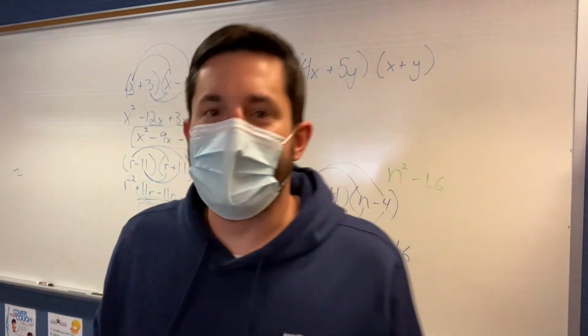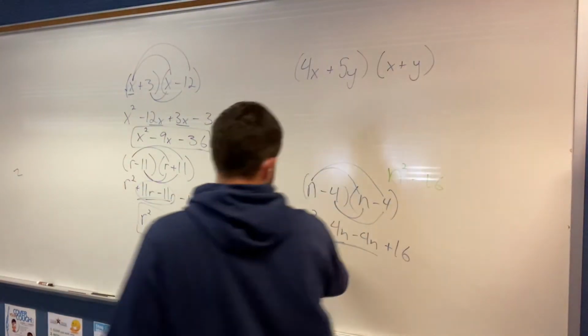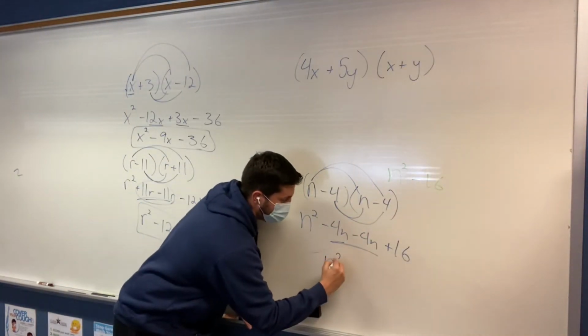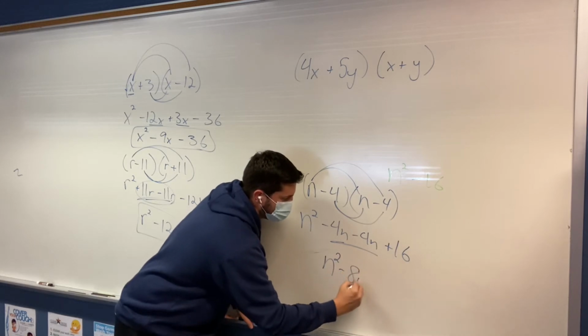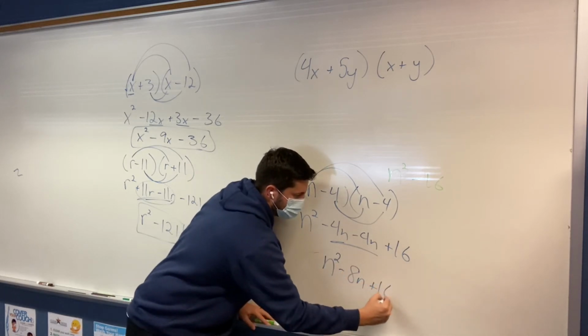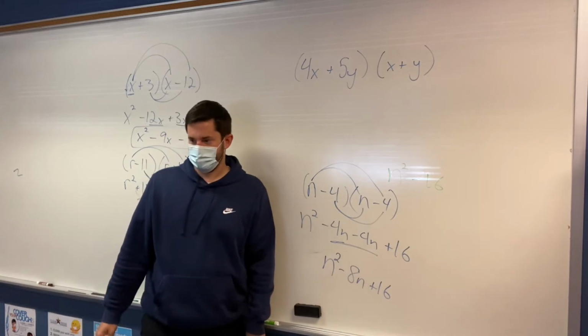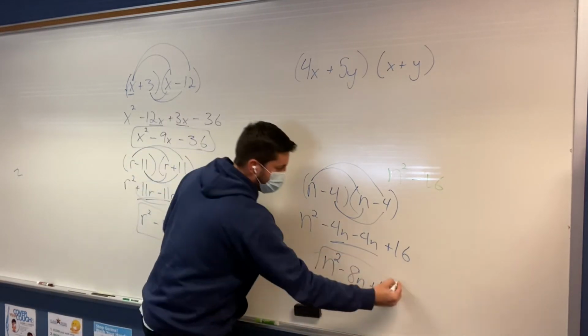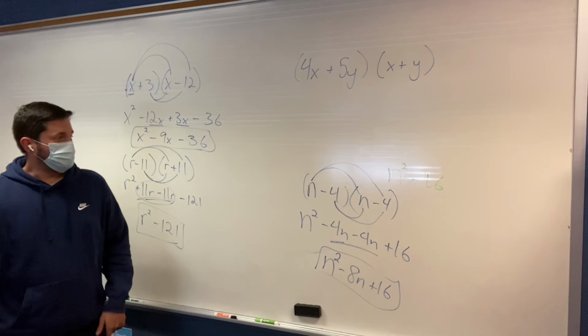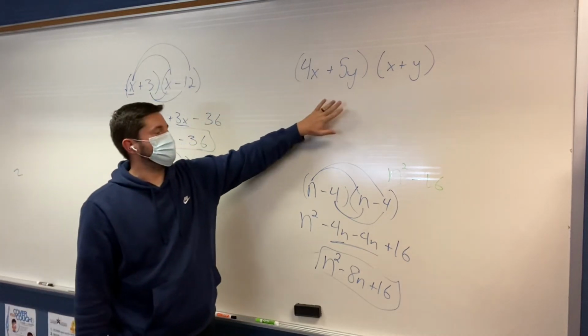So my end answer is n squared minus 8n plus 16. There you go. Cool, done.